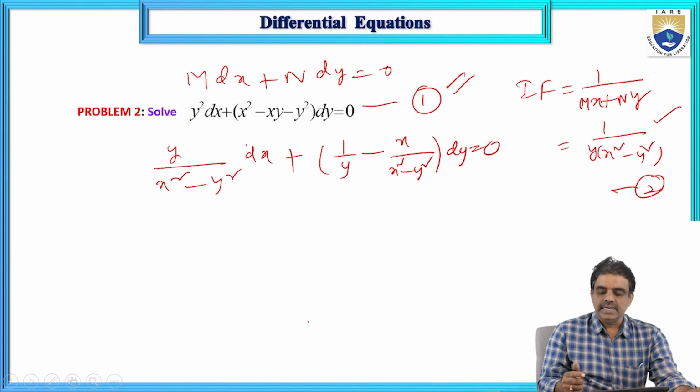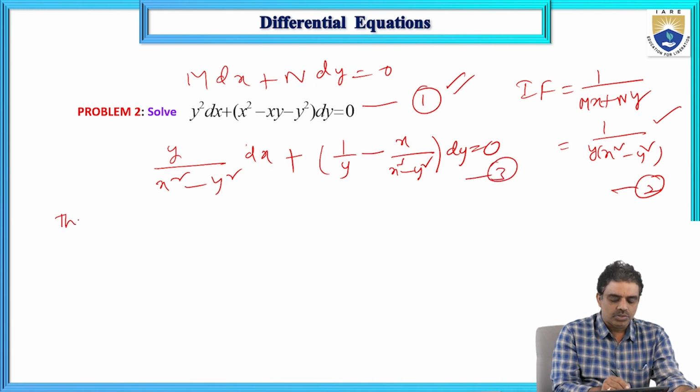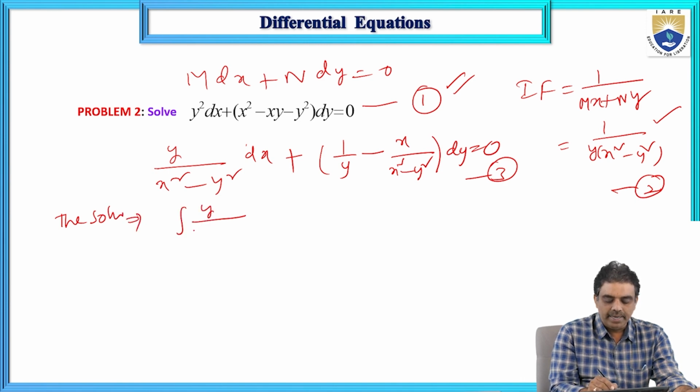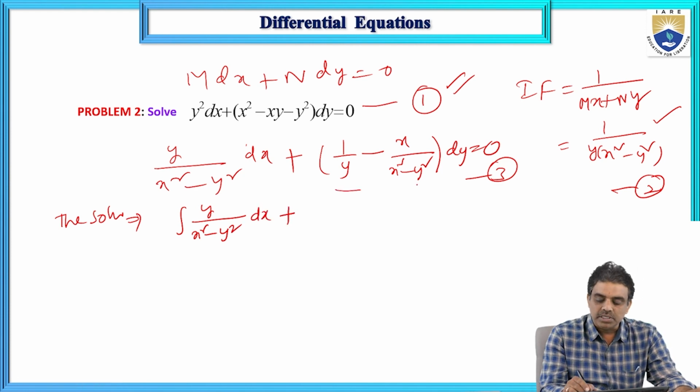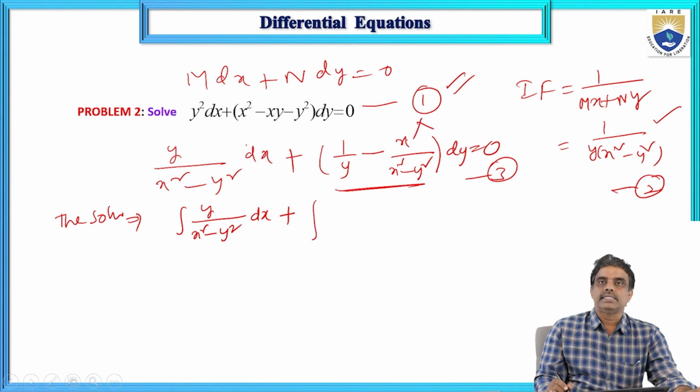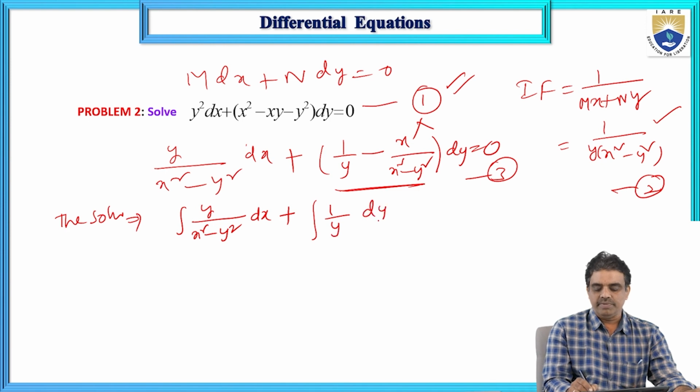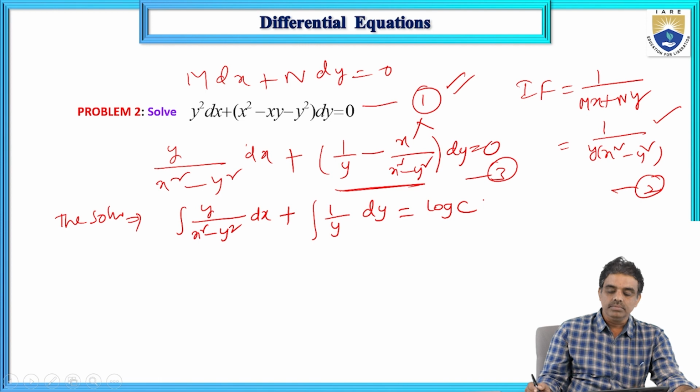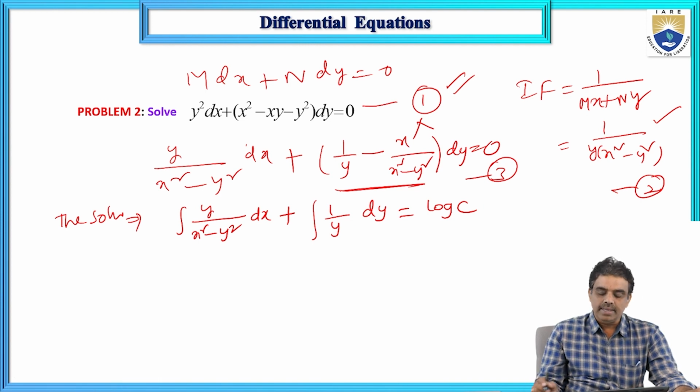Now, this is an exact equation, and the general solution will be in the form: integral of y by x square minus y square dx, plus the integral of the terms of n not containing x. We should omit the second term and only take the first term, 1 by y dy, is equal to log c. I hope this is clear.